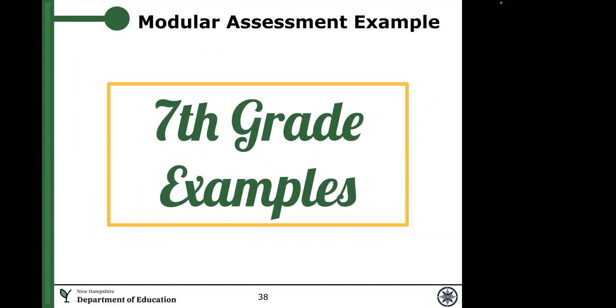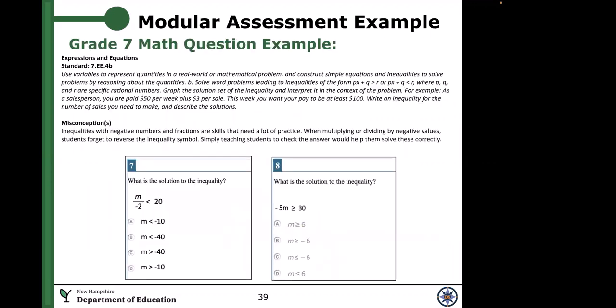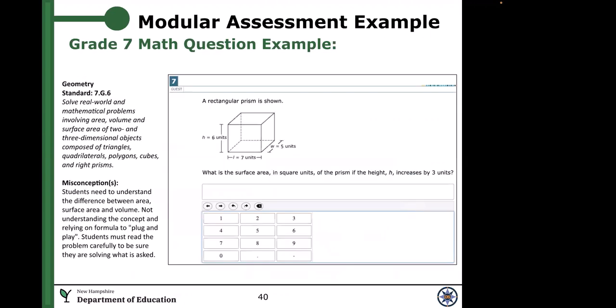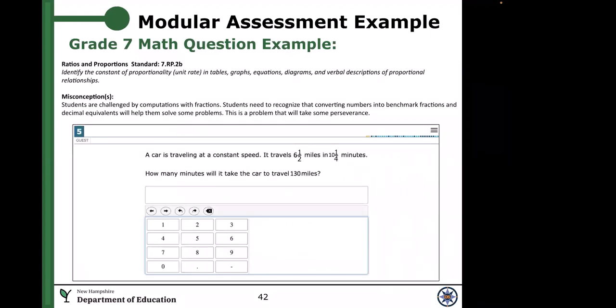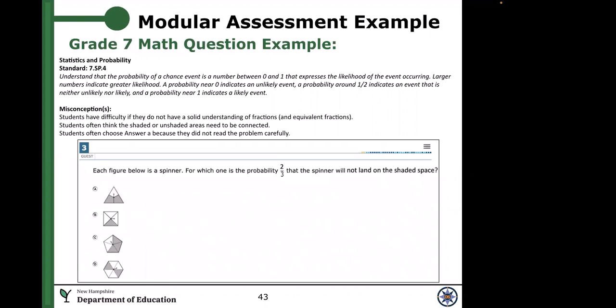For 7th grade, we've gone through these as well. So you're getting the same information here. So for expressions and equations, we put a couple of questions in here that are related to this particular standard. Here's a geometry question. Here's the number system. Show some proportions. Interestingly enough, on these particular questions, kids think this automatically is a calculator and it's a touchpad, so a keypad. Statistics and probability.